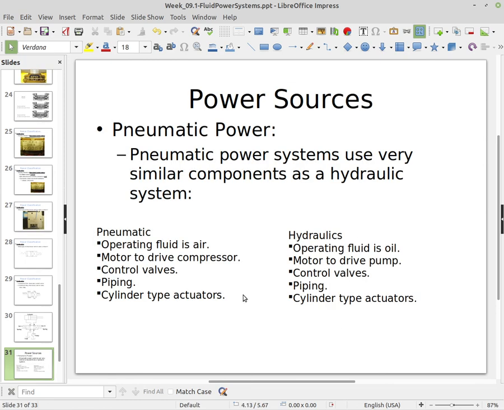All right, now pneumatic systems are very, very similar to the hydraulic systems. The difference is that pneumatics actually do use a fluid, but the fluid is air. They still need a compressor to compress it. They have to have a control valve, they're going to have piping, and they're going to have cylinders, some type of actuator. Where in hydraulics the fluid is oil. Other than that, the general basic structure of the two systems is the same.